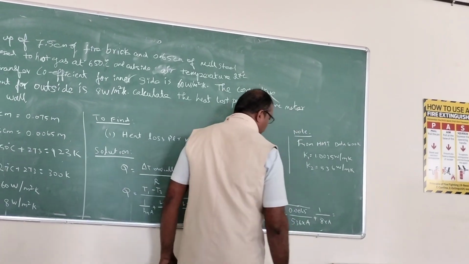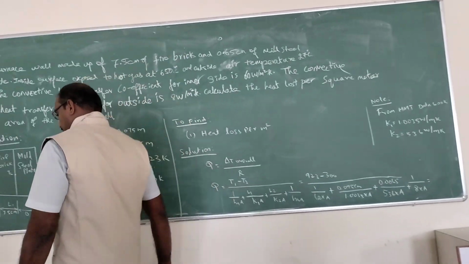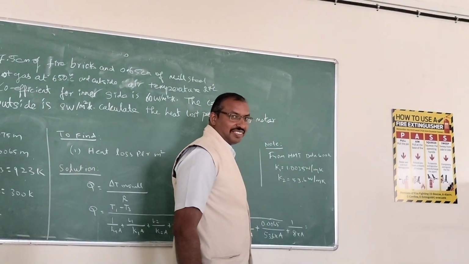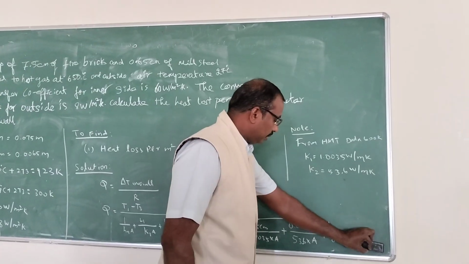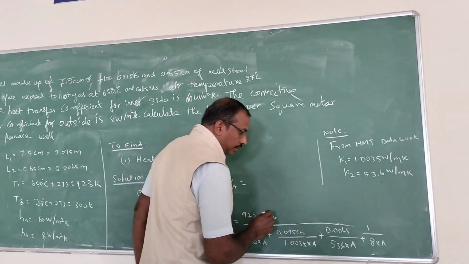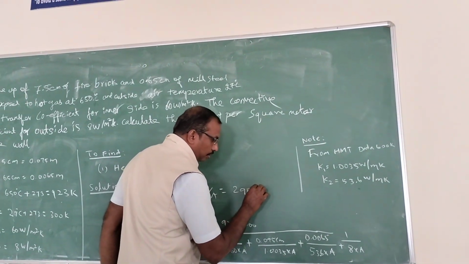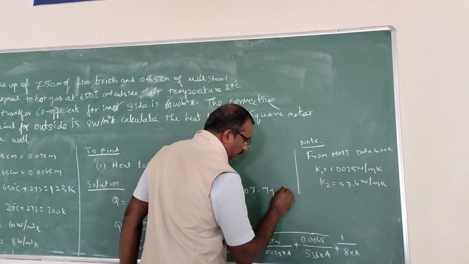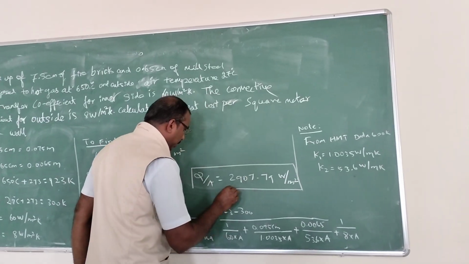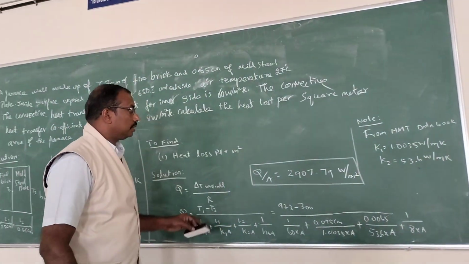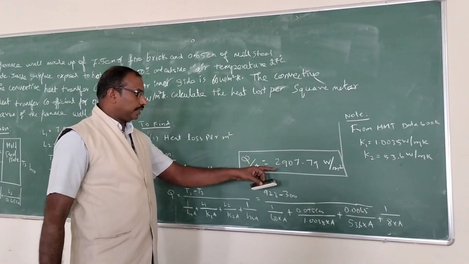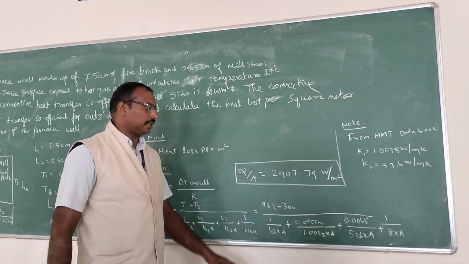So simplifying all the values, finally solve this equation. Q by A equal to 2907.79 watts per meter square. This is the heat loss per square meter area. So this is the conduction problem. So finally Q by A equal to 2907.79 watts per meter square. Okay, thank you.